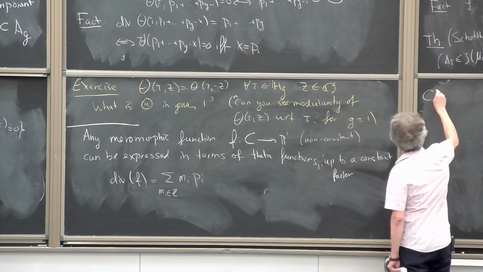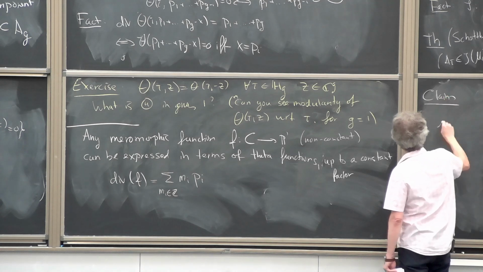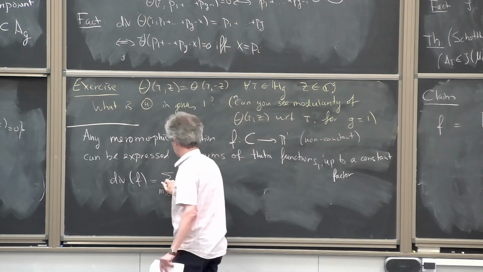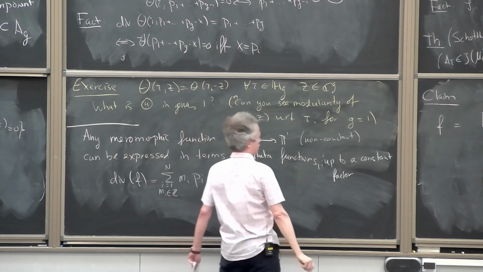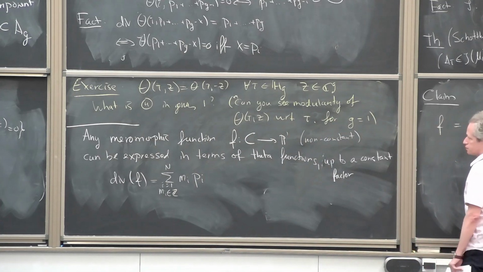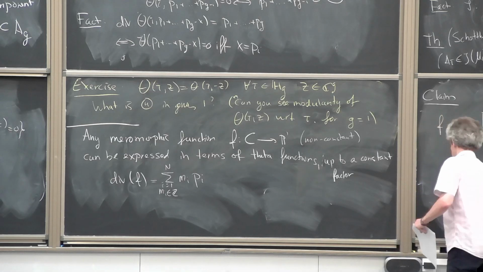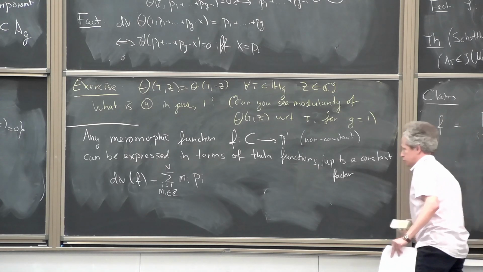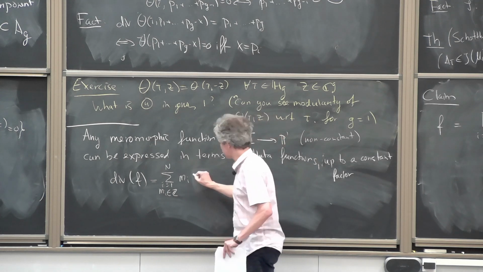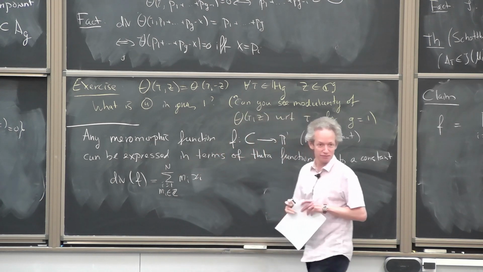So the claim, more precisely, is that f is a product, with i from 1 to capital N. Oh, I made a bad mistake. I'm sorry. Could we rename this guy as not pi, but xi? Okay?